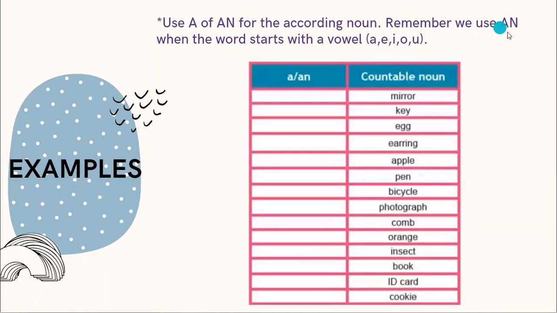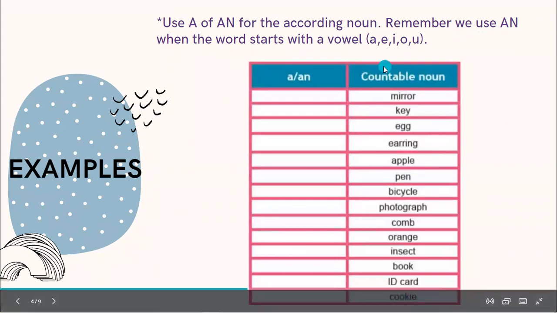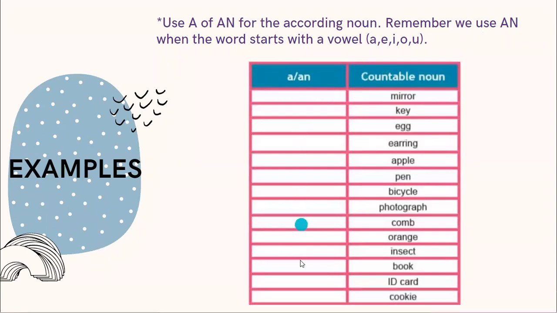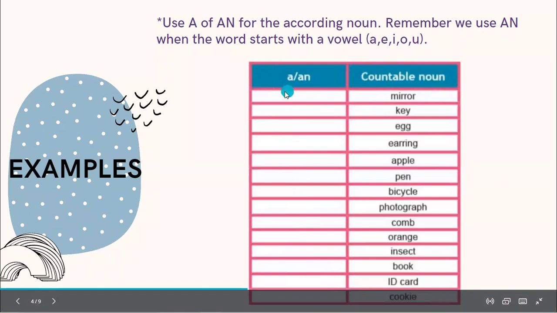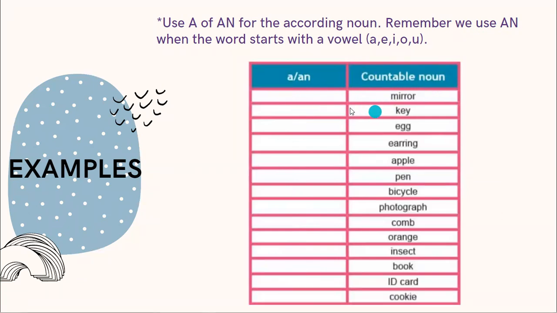Remember that when we use an, it is when the word starts with a vowel, A, E, I, O, and U. For example, we have here countable nouns, and we're going to start filling in this table. For example, mirror, a mirror, key, a key, una llave, egg, an egg, un huevo, earring, an earring. As you can see, egg and earring both have vowels at the beginning of the word, so we're going to use an as our indefinite and definite article.